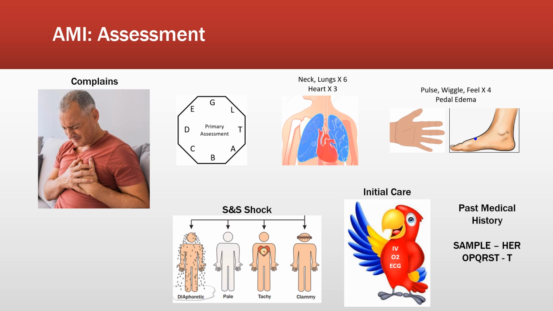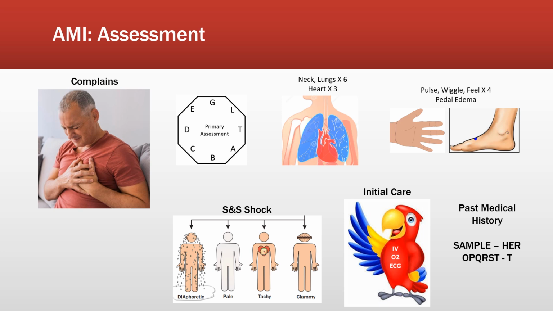Your MI assessment. They're going to complain of shortness of breath, chest pain. Figure it out. There may be discomfort greater than 30 minutes. Get that OPQRST. The onset, makes it better or worse, the quality: sharp, stabbing, crushing, squeezing, elephant sitting on your chest. Does it radiate? Arm, neck, back, or does it localize in the epigastric region?